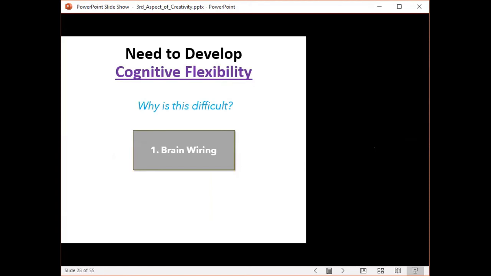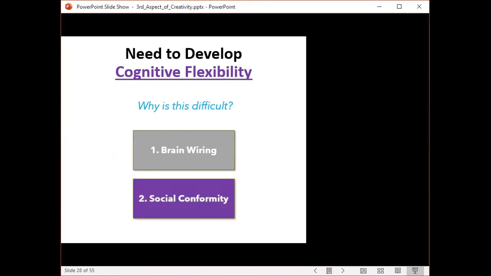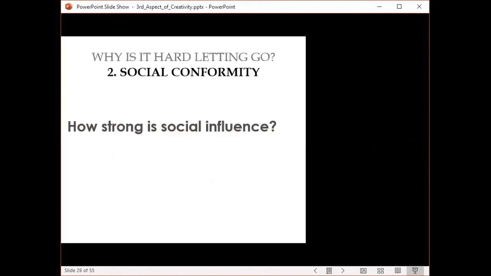The second reason why it's difficult to let go of the ordinary world is social conformity. Okay, so I'm going to quickly go through a couple of studies here. So, you know, there was one famous study done at Yale called the Milgram's Obedience to Authority Experiment, right? And I'll post a video to this so you can see it if you'd like afterwards.